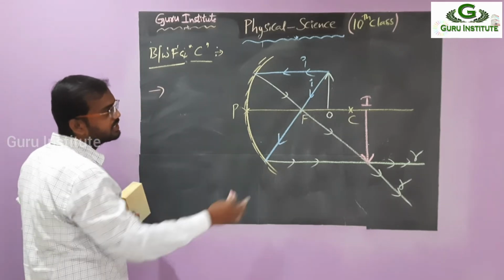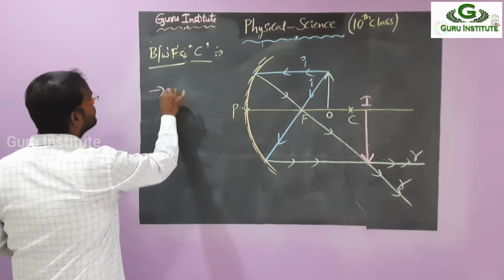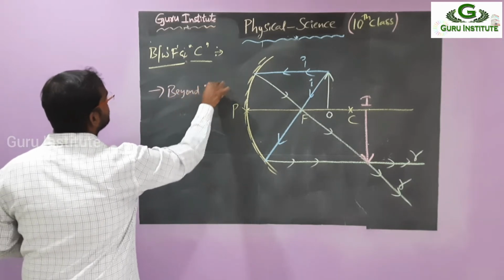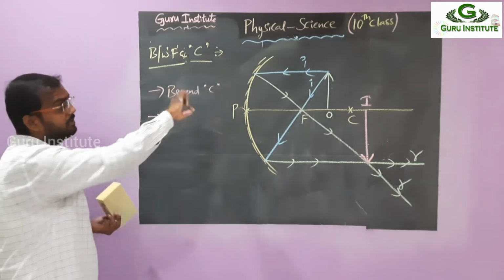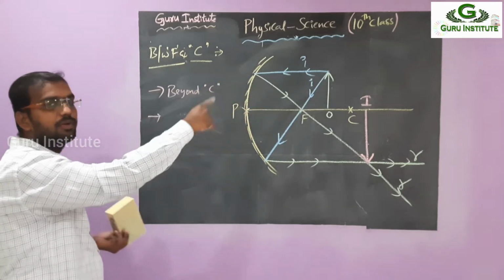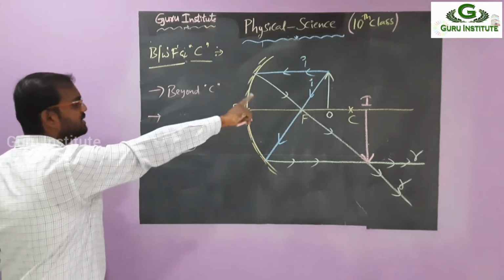the position, where the image is formed after C. After C means what? Beyond C. What do you observe? We are placing the object beyond C, the image is found between F and C. In case of between F and C, the image is found beyond C, vice versa. Okay, just see and tell me.